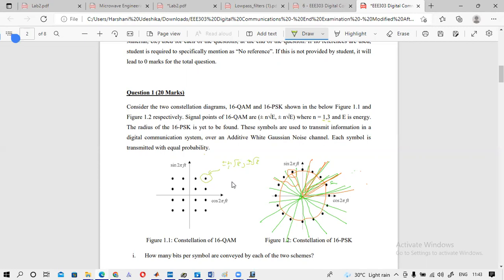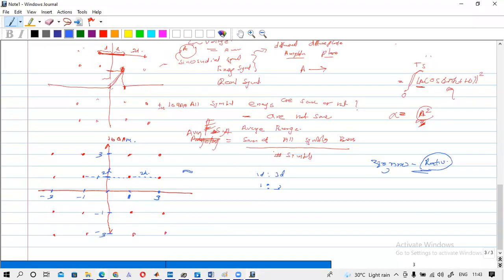This is 1 or 3. It is the same, no? Here also we have 1 or 3. If you consider this point, it is 3, 1. Okay, the position of this point in the Cartesian coordinate is 3, 1. If you consider this point, it is 3, 3. If you consider this point, it is minus 1, 3. So it will be plus or minus 1 or 3, plus or minus 1 or 3. These are the combinations of this coordinate.